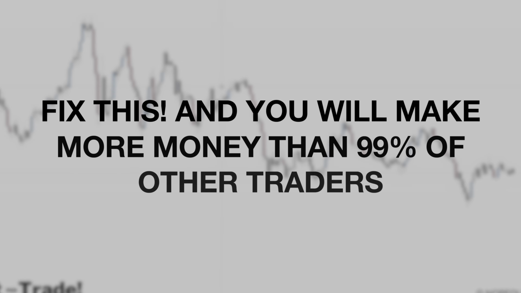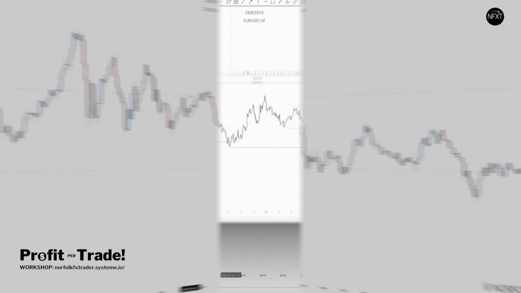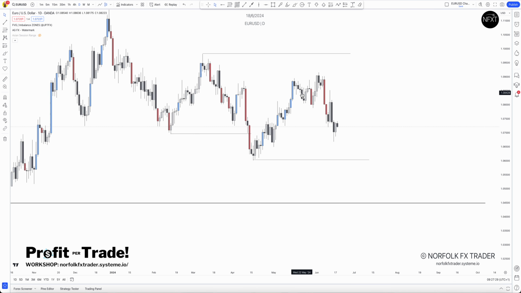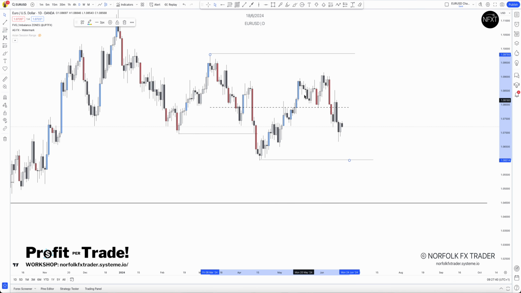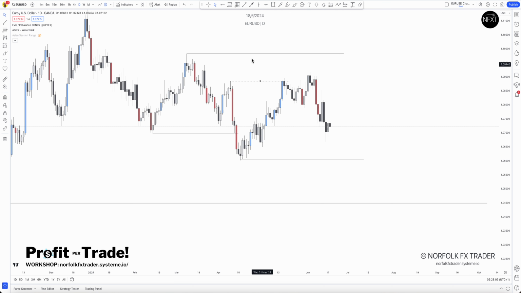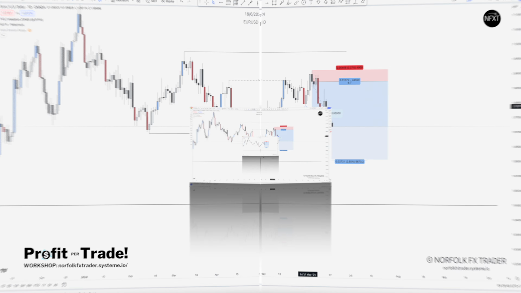That's correct. Fix this and you will make more money than 99% of other traders out there. I'm talking about fixing your market structure. Now, as usual, we're going to go through another pair this week as we walk through how I mark up my market structures. In fact, I'm going to walk through a trade I'm in as well on the USD, taking off a daily time frame, just to show you that you can trade this on any time frame as well.